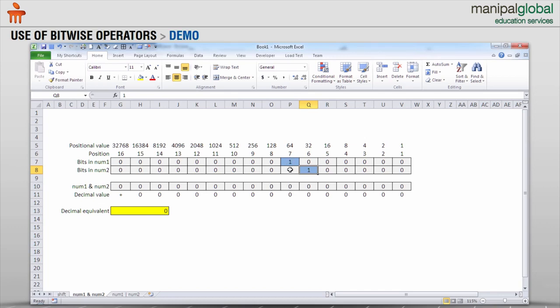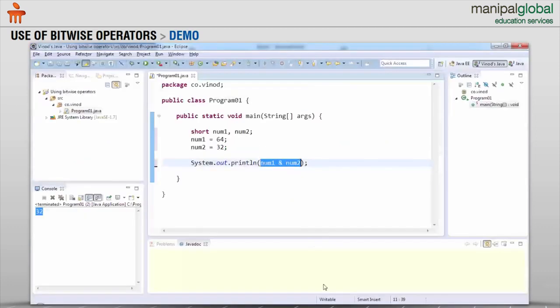But if both of them are 1s, then it's going to be 1. For example, if I had taken a number like 64 plus 32, that's going to be 96 in a second number, then you can see that 1 and 1 is equal to 1, but 0 and 1 is 0. So the result is going to be 64. So if we go and check this out as it is 64 and 32, the result you should see as 0 because there is no coinciding ones in the respective bits.